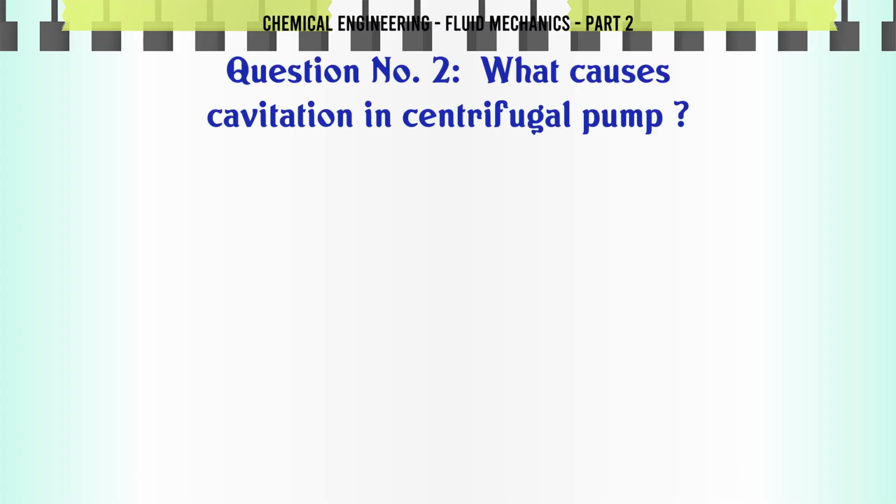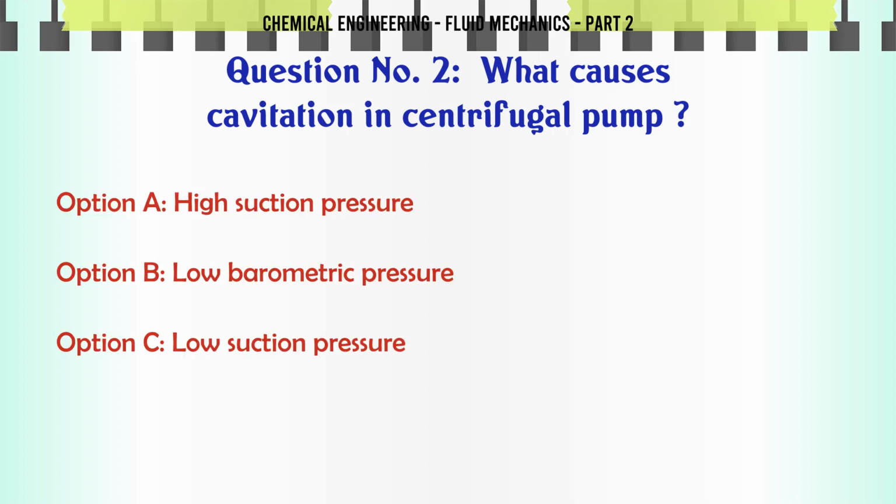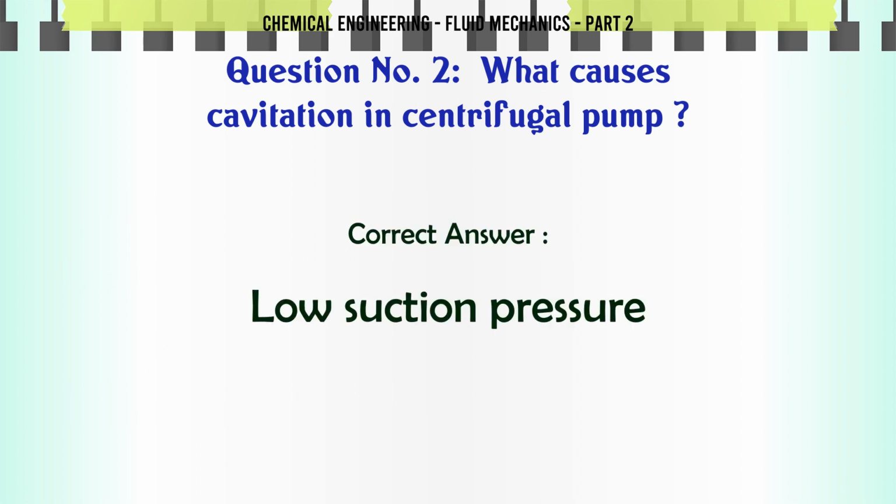What causes cavitation in a centrifugal pump? A. High suction pressure. B. Low barometric pressure. C. Low suction pressure. D. High suction velocity. The correct answer is low suction pressure.